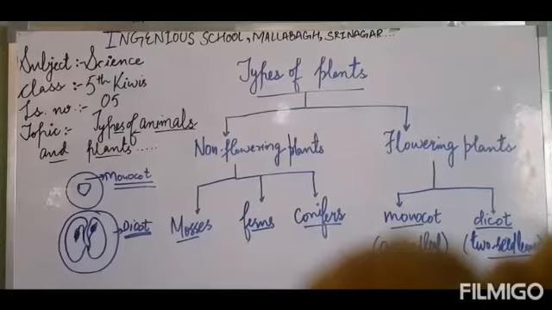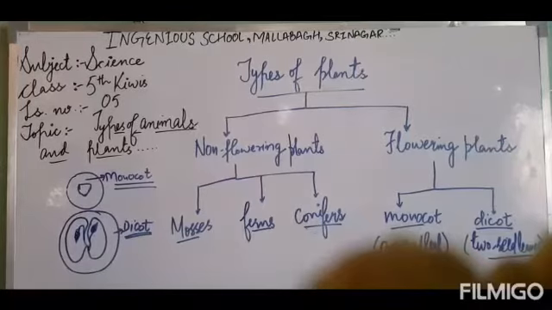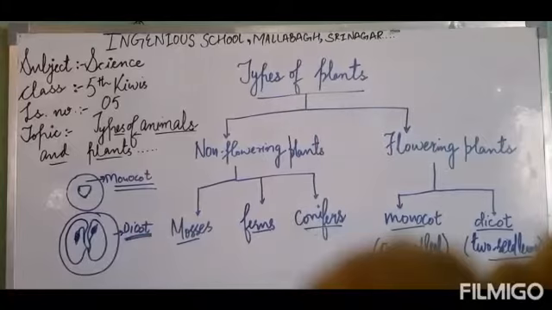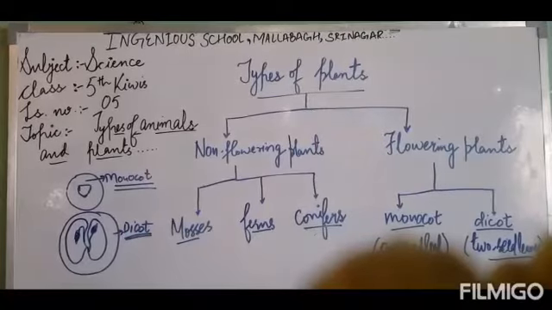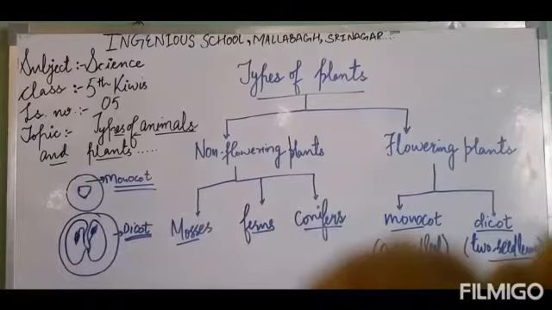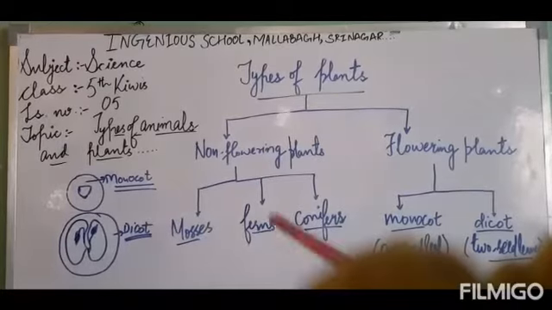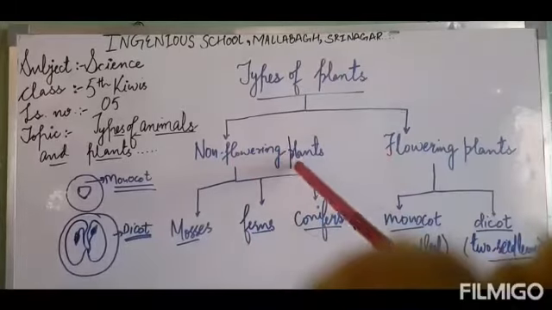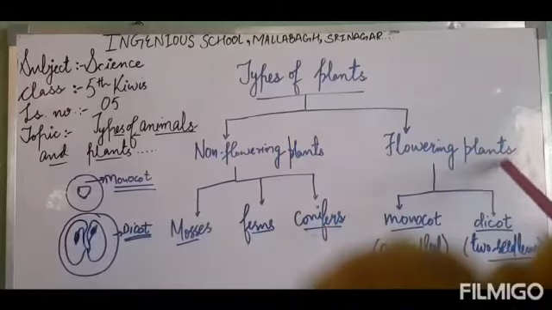Some of them bear flowers, and some of them do not bear flowers, isn't it? Some of them have flowers and some of them do not produce flowers. So plants are categorized into two groups. Depending upon the presence or absence of flowers, plants are categorized into two groups. One is non-flowering plants and the second one is flowering plants.